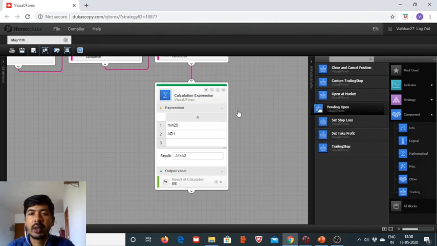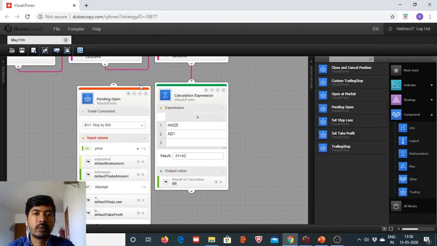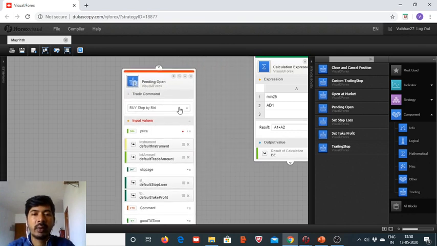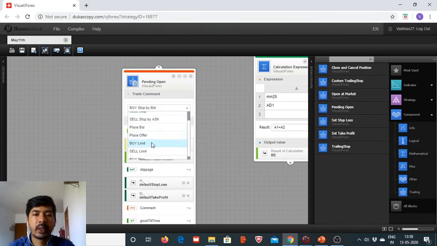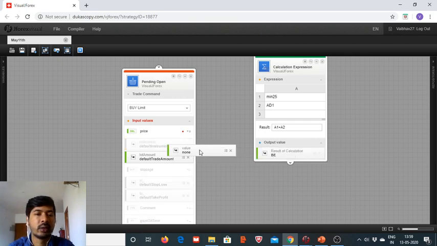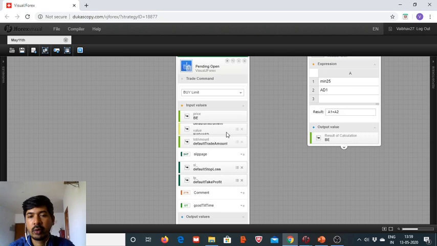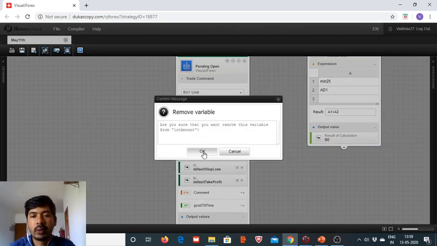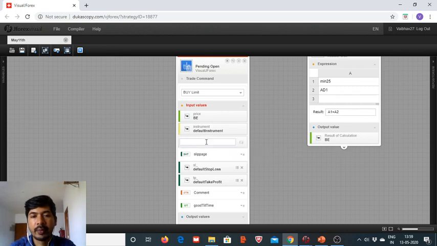Open at market, pending open. Okay, this is the block we need, and we are actually placing the order below the current market price, so it will be by limit, and the input price is going to be this BE. Default instrument is all good. Trade amount, we usually go for 0.1 million. Slippage of 2 pips should be good enough.